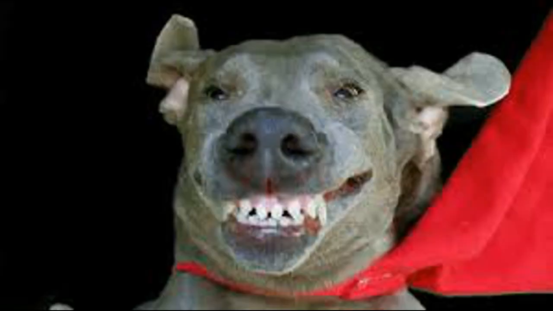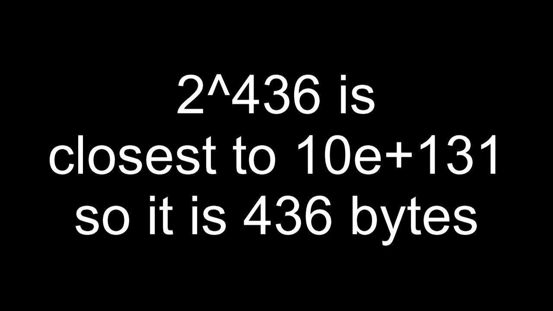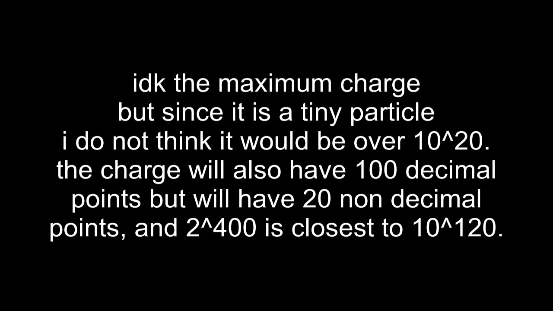The energy possessed by the particle would have 100 decimal points, will have a maximum of 10^31, and will be stored in joules, which would take up 436 bytes. And finally, its charge would be stored in coulombs, and would take up 400 bits.